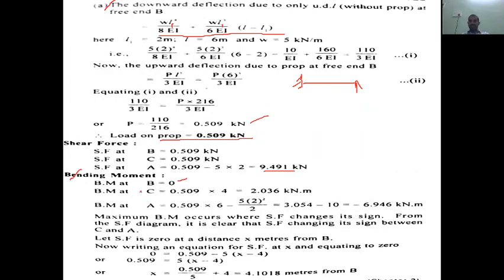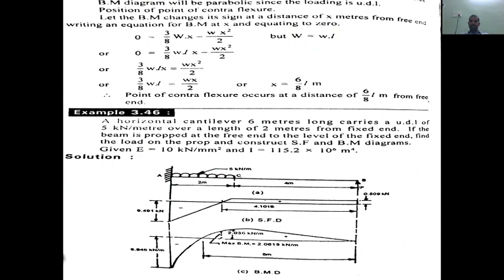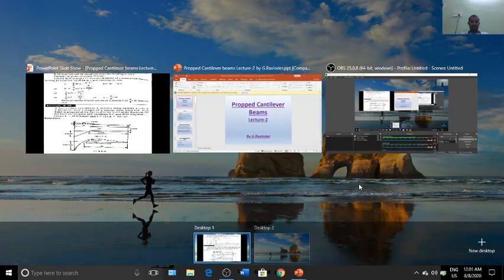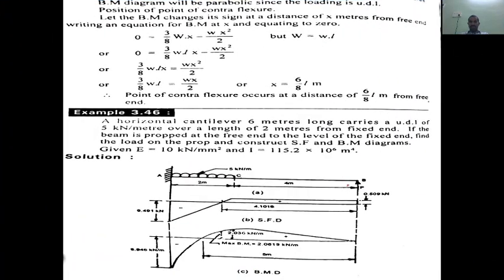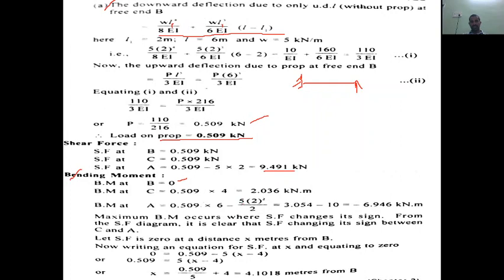now bending moment at A, we'll go back to this diagram. Bending moment at A is equal to simply 0.509, this prop reaction multiplied by total distance 6. This will act in a counterclockwise direction about A, whereas due to this UDL, it will create a clockwise moment about A. Therefore, both are opposite in nature. 0.509 into 6 minus 5 into 2 into 2 square by 2. Okay, you can check over here. It is simplified as minus 6.946 kilonewton meter.